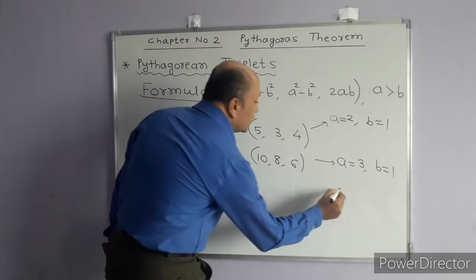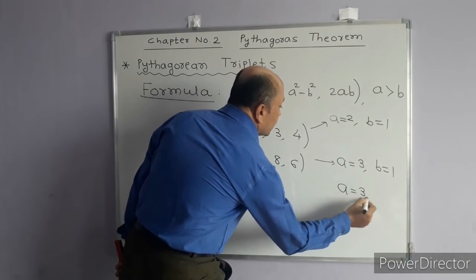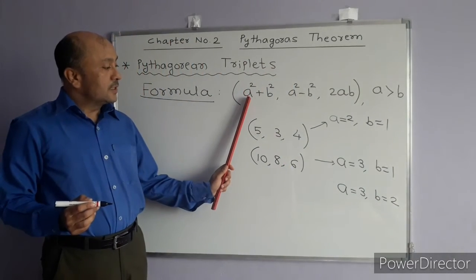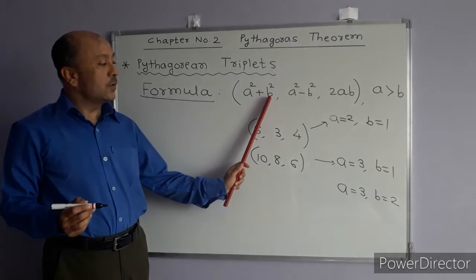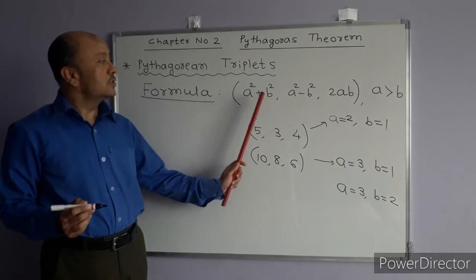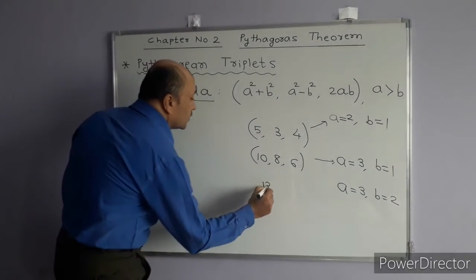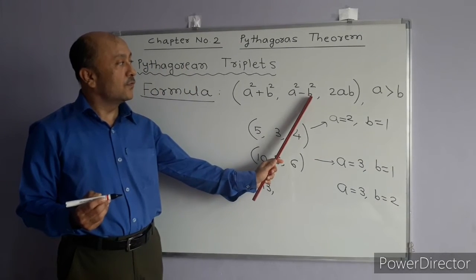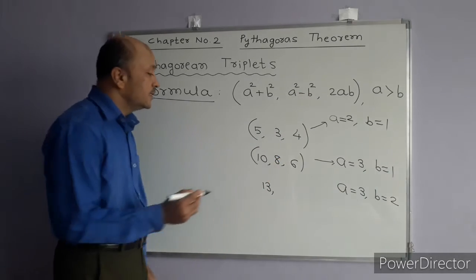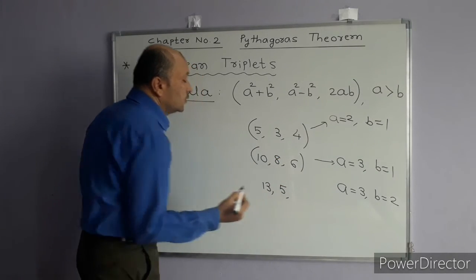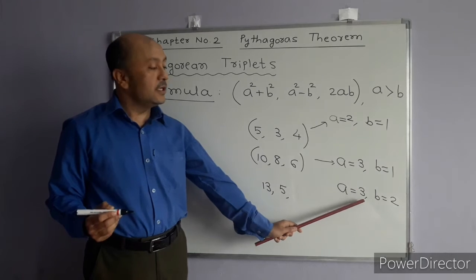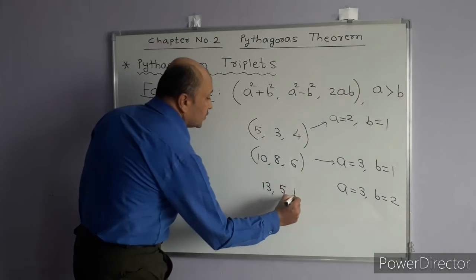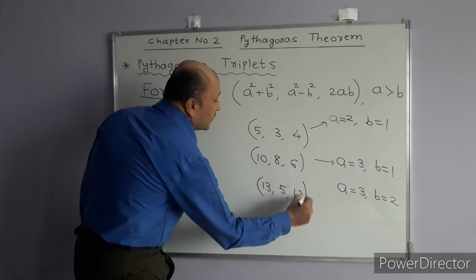Let us go to the next. A is equal to 3 and b is equal to 2. So a square is 9, b square is 4, 9 plus 4 is 13. a square 9, b square 4, 9 minus 4 is 5. 2 multiplied by 3 is 6, 6 multiplied by 2 is 12. So it is a Pythagorean triplet.